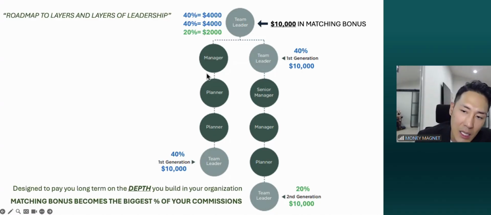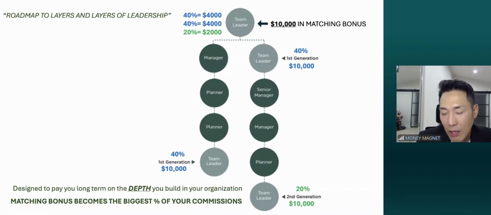Now, if you look at the left side of the leg, there's a manager, planner, and then at the bottom is a team leader. In between me and that team leader, there are no team leaders. So that team leader is my first generation team leader on the other leg, right? And above that team leader, the planner and manager, because there is no other team leader, essentially these would be my open group production legs.